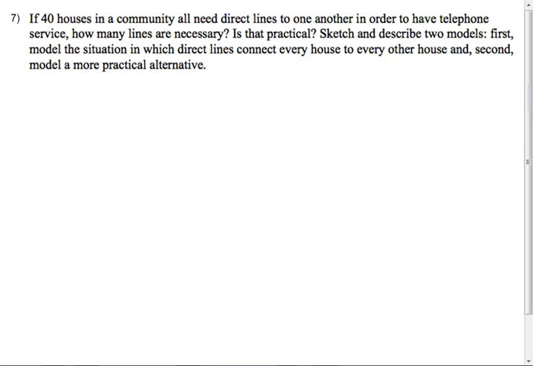So then somebody came in and asked me this question, and I wasn't sure what the question was asking. Once I got that figured out, it's easy. If 40 houses in a community all need direct lines to one another in order to have telephone service, how many lines are necessary? Sketch and describe 2 models. First model, the situation in which the direct lines connect every house to every other house. Anybody recognize this? We just did it, didn't we?